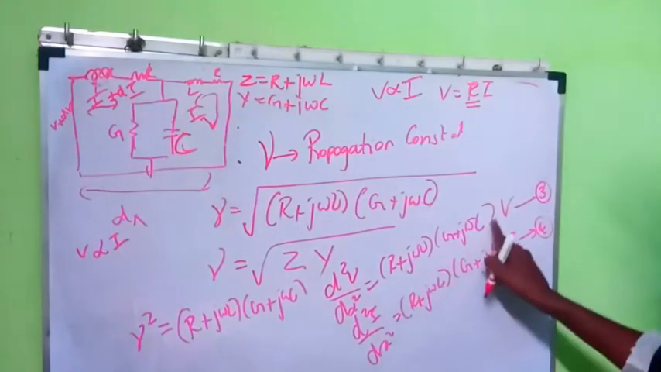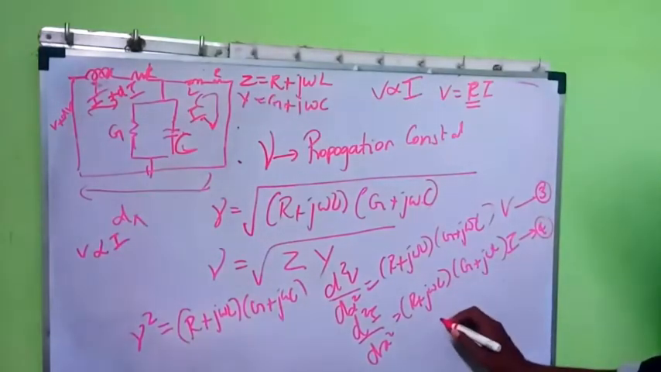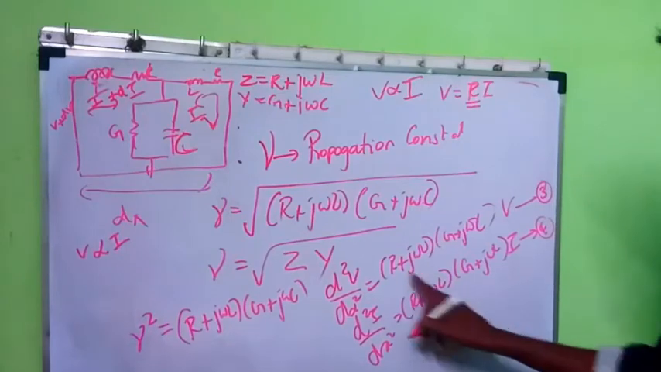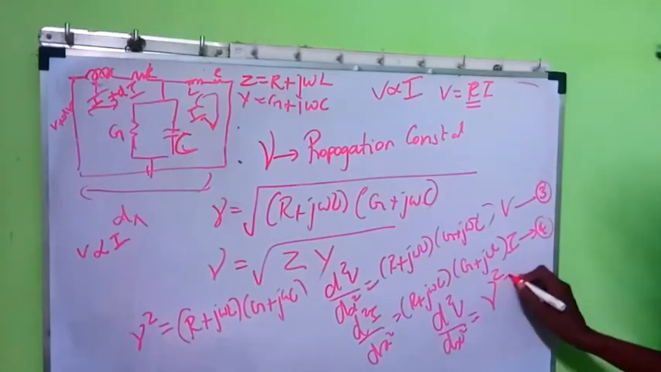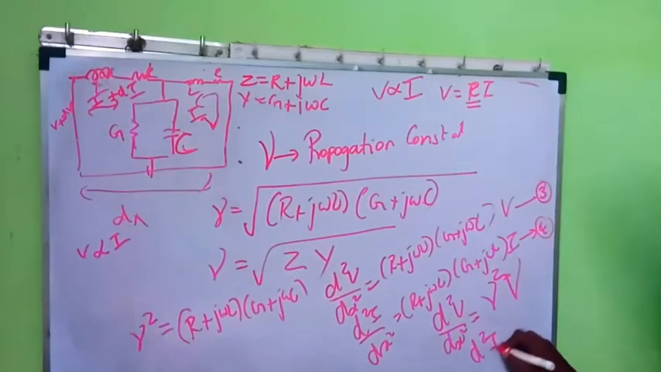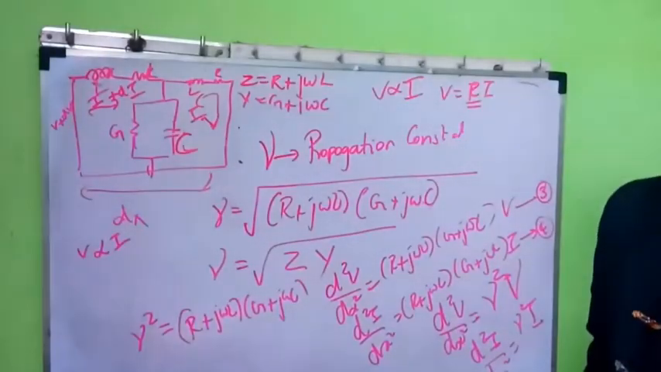Substitute this one here. So what is r plus j omega c? This will be replaced by psi square. So what's the new term? d square v by dx square is equal to, the whole term will be psi square v. And d square I by dx square is equal to psi square I. Now we got the term: psi square v and then psi square I.